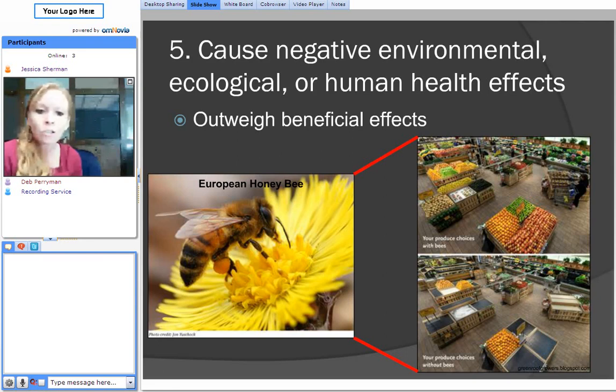So the top picture you see there is a picture of a supermarket produce area. And the top picture shows what a produce area typically looks like, and that the majority of the produce we get comes from pollination by bees.